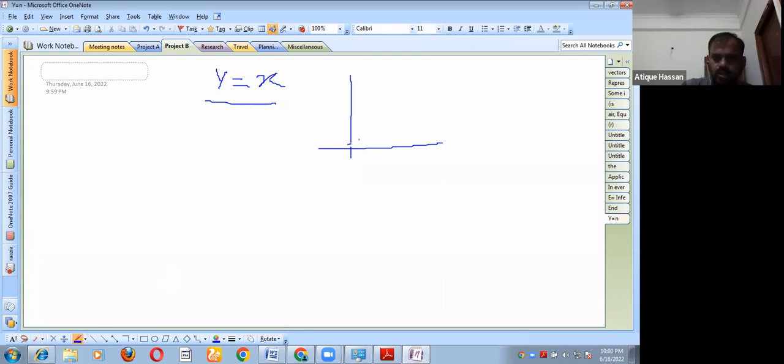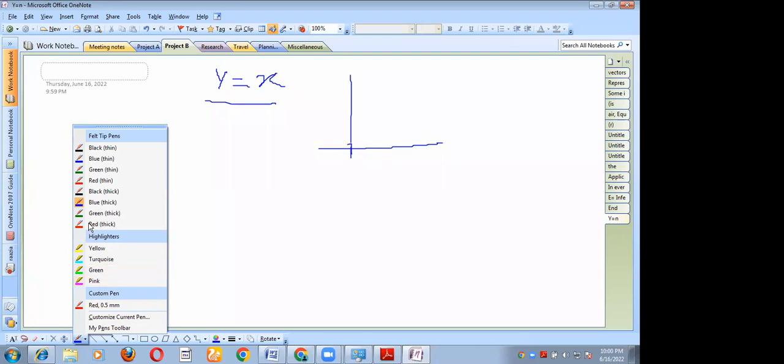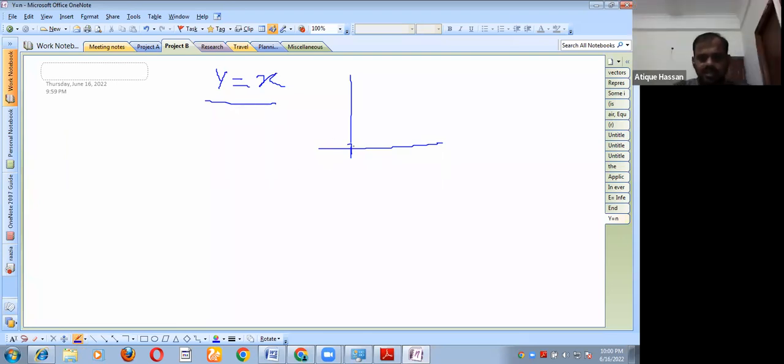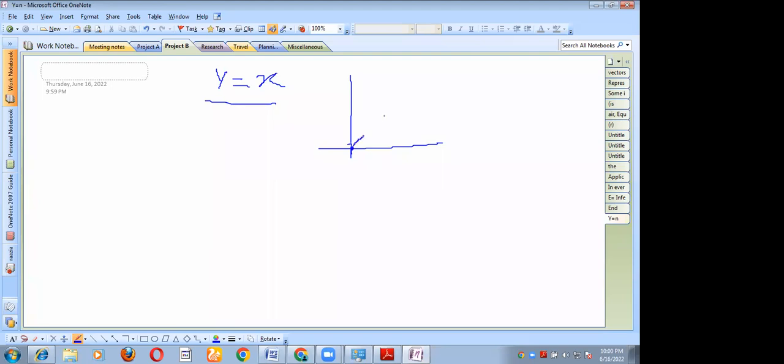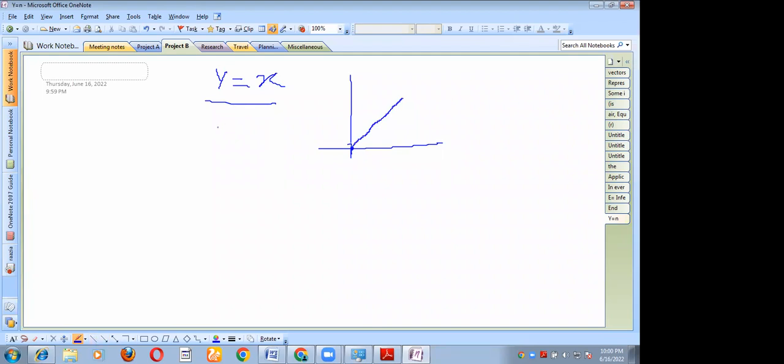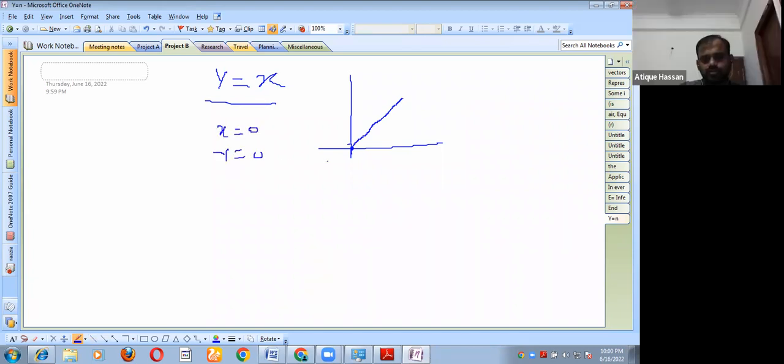Are you aware of the graph y equal to x? Do you know how it is? So, a straight line. Correct. The graph of y equal to x is a straight line passing through the origin, right? Why is it passing through the origin? Because at x equal to 0, y equal to 0.